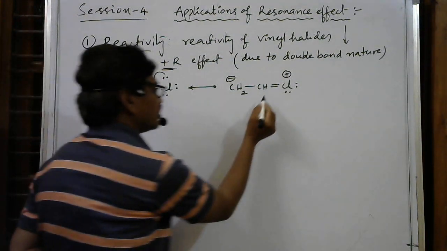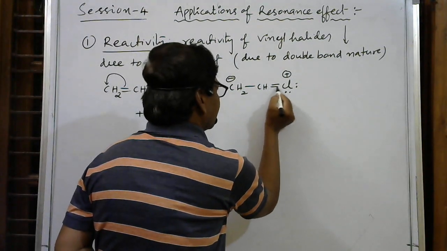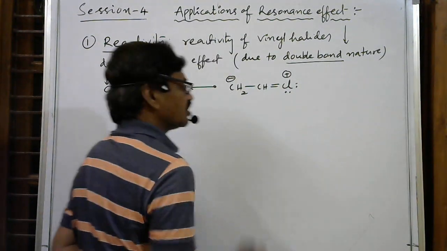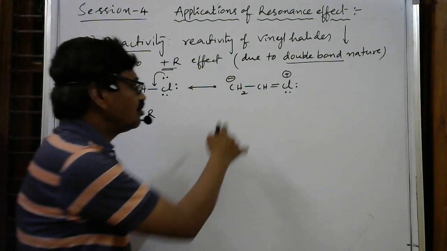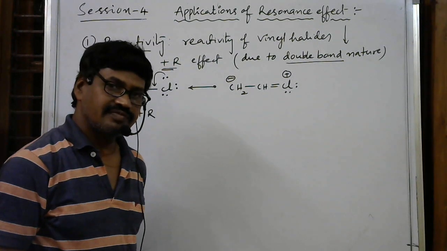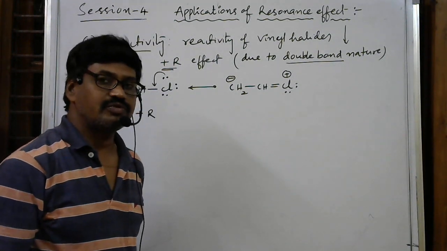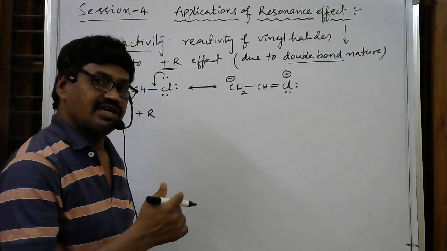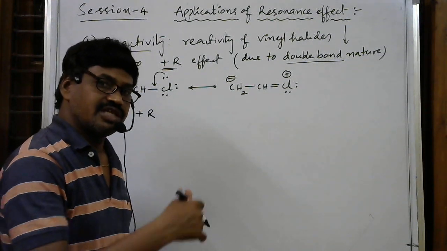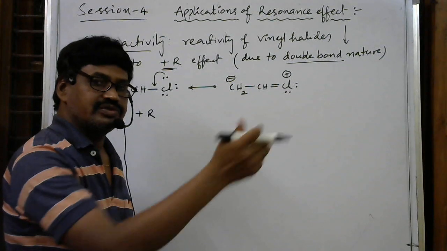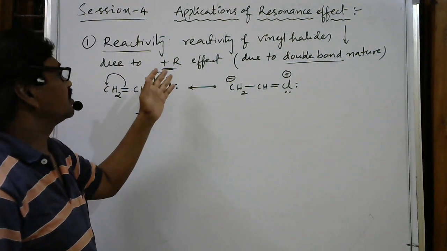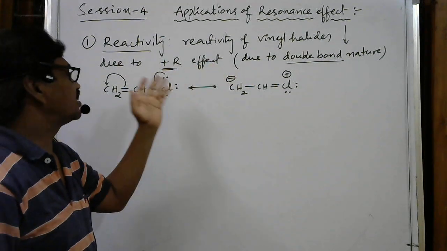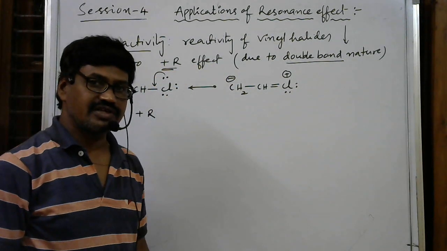See, you can observe here, there will be some double bond nature. If a single bond is present, it is somewhat easy to break. If a double bond is present, it is somewhat difficult. If a triple bond is present, it is very difficult to break. So the rate of reactions decreases from single bond to double bond to triple bond. Here it becomes a double bond. So in this way, we can expect the reactivity of vinyl halides decreases because of plus R effect.